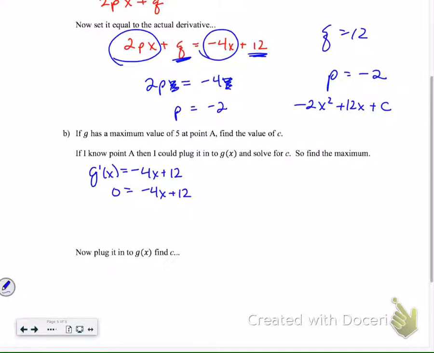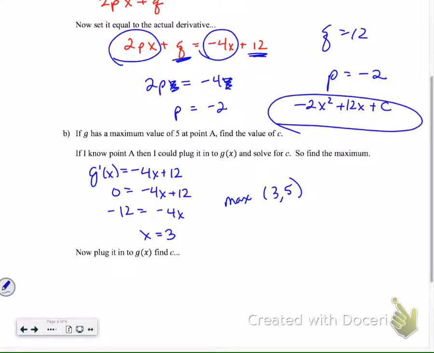Not what is the maximum value, because I already know that. Where is the maximum value? So negative 12 is equal to negative 4x. X is equal to positive 3. So my maximum happens at the point 3, 5. Now, what that also means is that 3, 5 is on my original equation. So I can plug that into this and get my answer. Okay?